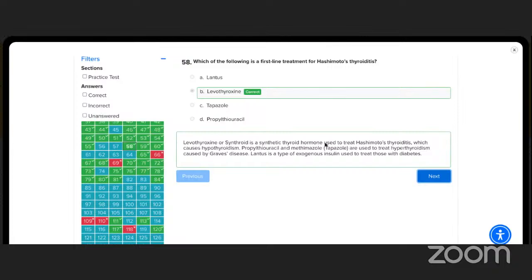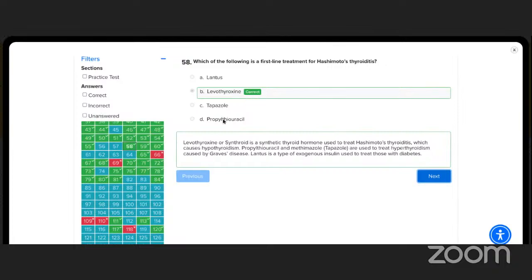So, okay, let's go with this again. Hashimoto's thyroiditis causes hypothyroid, so it's low thyroid. That's why they're using Synthroid to treat it.